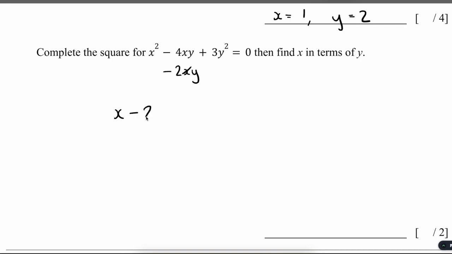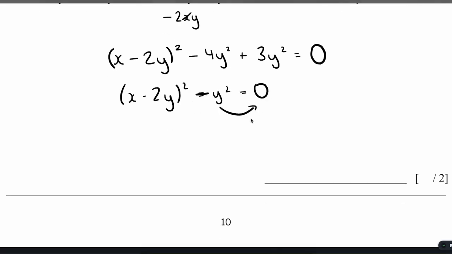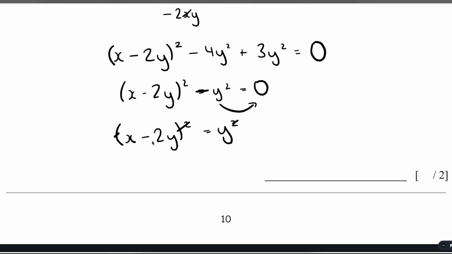So to complete the square, it's going to be x minus 2y squared. Then we're going to subtract the square of this, so that's 4y squared. And then we're going to have that plus 3y squared on the end equals 0. Now we can just simplify everything and move it onto one side. So we've got x minus 2y squared, and then this is minus y squared, equals 0. And then add this over onto the other side. So we get x minus 2y squared equals y squared. And then we can get rid of the squares, like so. So we get x minus 2y equals y.